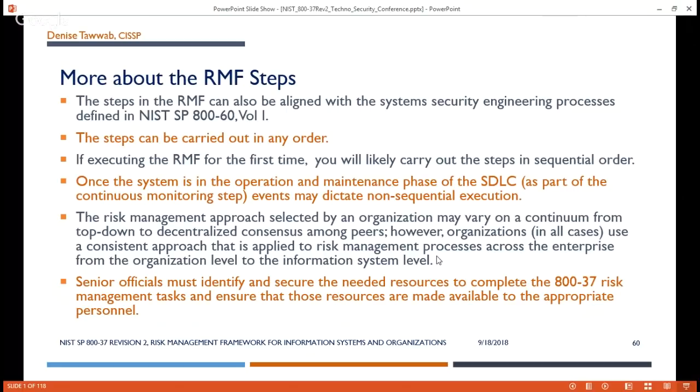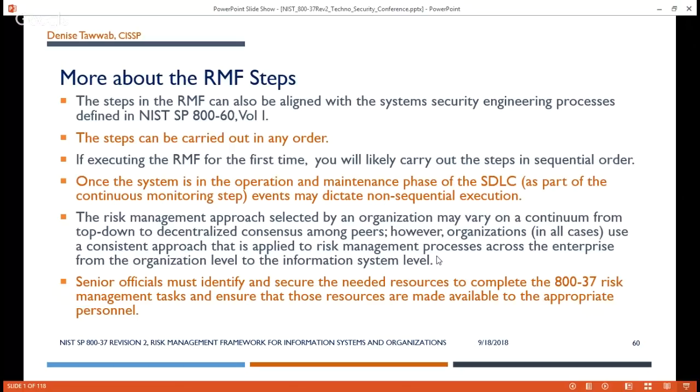More about the risk management framework steps. The steps can also be aligned with the system security engineering processes that are defined in this Special Publication 800-160, Volume 1. The steps can be carried out in any order. If executing the risk management framework for the first time, you will likely carry out the steps in sequential order. But once you stand up a system, you're going to loop through those steps in many different ways depending on your circumstances. Once the system is in operation in the maintenance phase of the SDLC, as part of the continuous monitoring steps, events may dictate non-sequential execution.